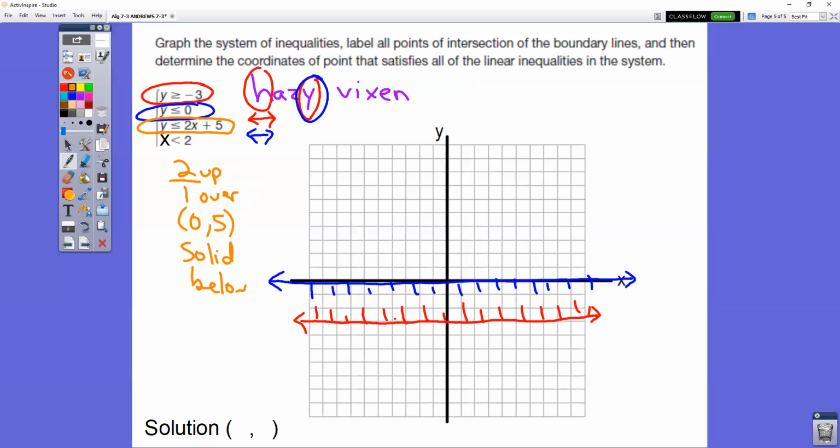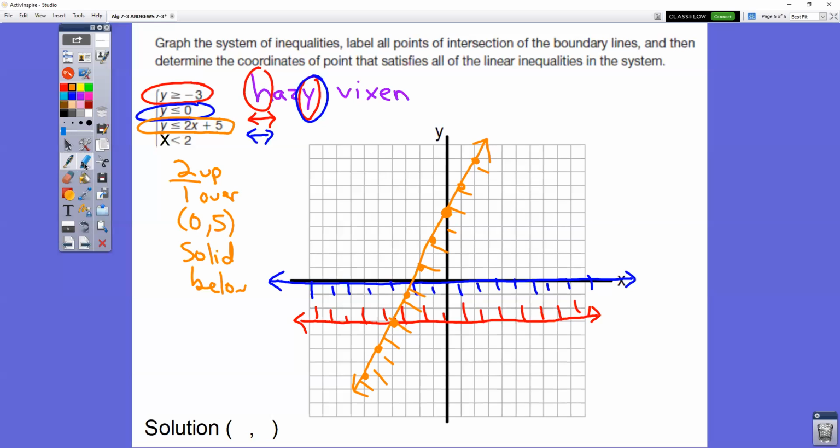So starting off at 0, 5: 1, 2, 3, 4, 5. This is where I'm going to start off. I'm going to go up 2 over 1. Now, I know that when I connect these, I need to be very accurate going down. So I'm going to work this pattern going backwards and add some more points, just following that same pattern, to make our line a little bit longer and easy to read. It is a solid line, and we are shading below the line.